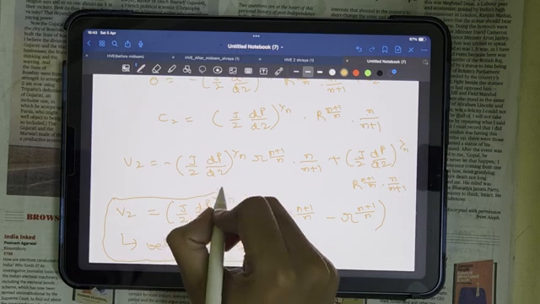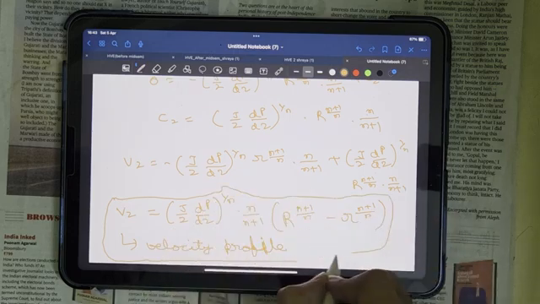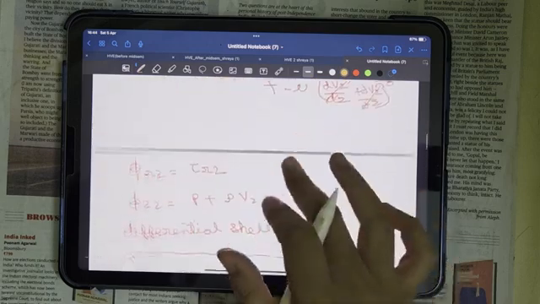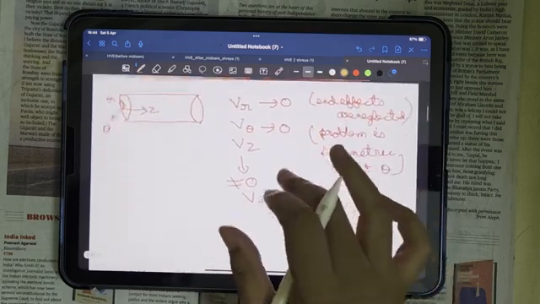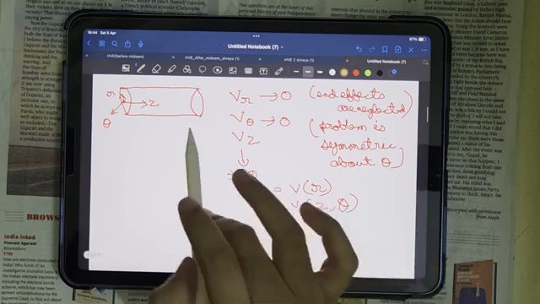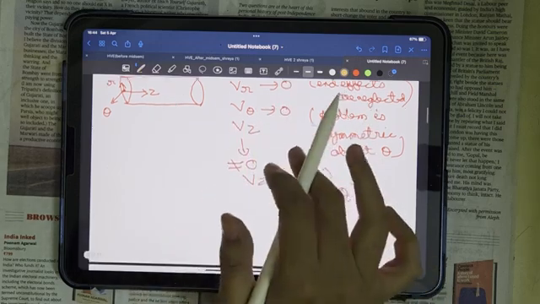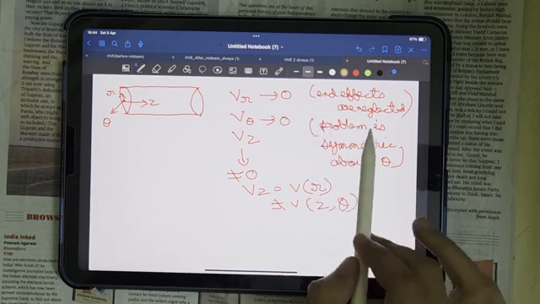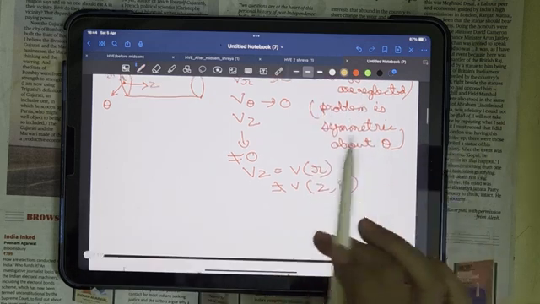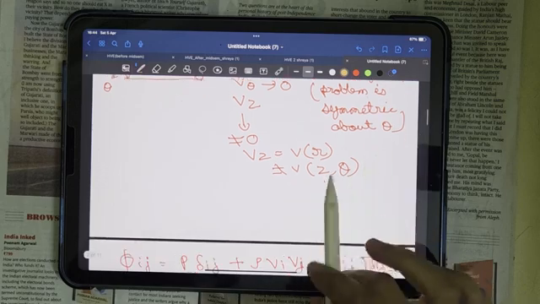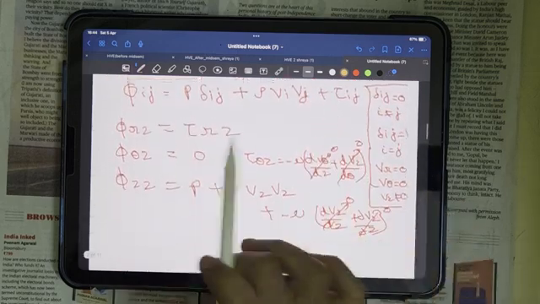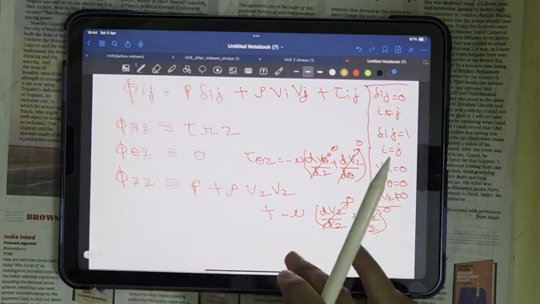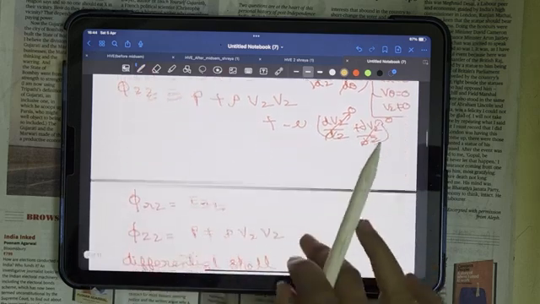So I will repeat what I just did from the start. Our question was basically a horizontal tube. So velocity in r direction and theta direction became 0 because end effect was neglected and the problem is symmetric about theta. Vz is not 0 but is a function of r. Then we calculated flux, and phi rz came out to be tau rz, and phi zz came out to be p plus rho vz into vz. Now we took a differential shell and we have shown phi zz here.